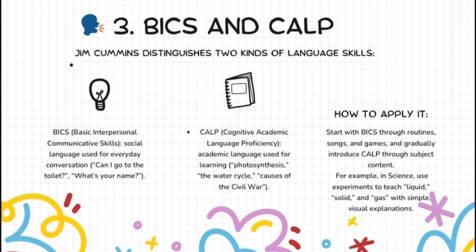Academic language used for learning: photosynthesis, the water cycle, causes of the Civil War. How to apply it? Start with BICS through routines, songs, and games, and gradually introduce CALP through subject content. For example, in science, use experiments to teach liquid, solid, and gas with simple visual explanations.